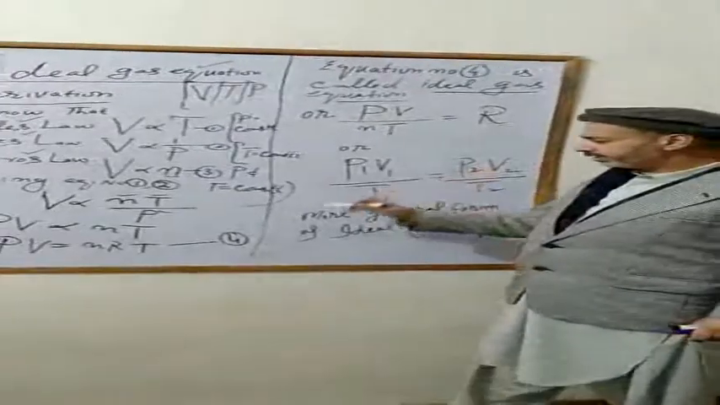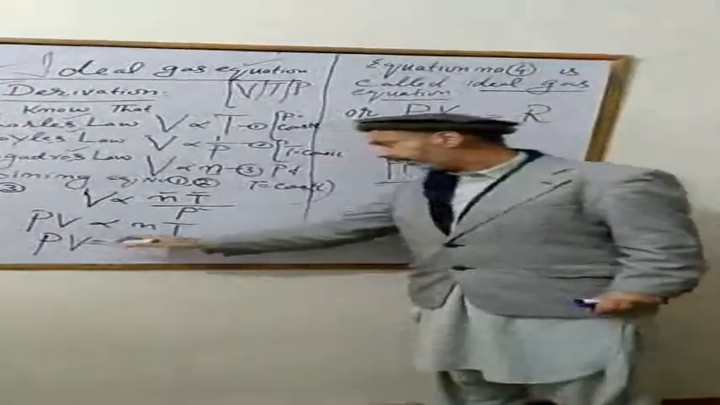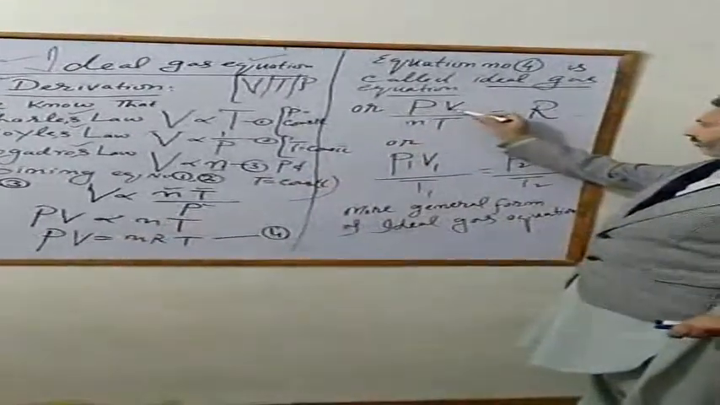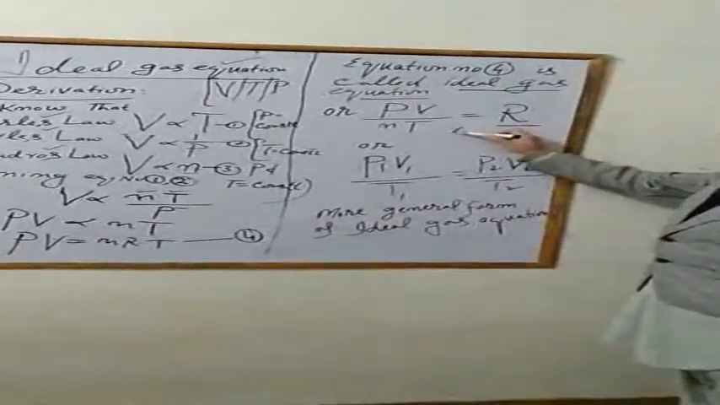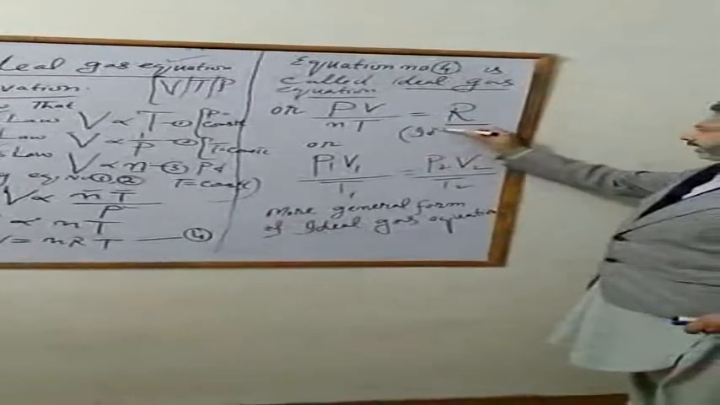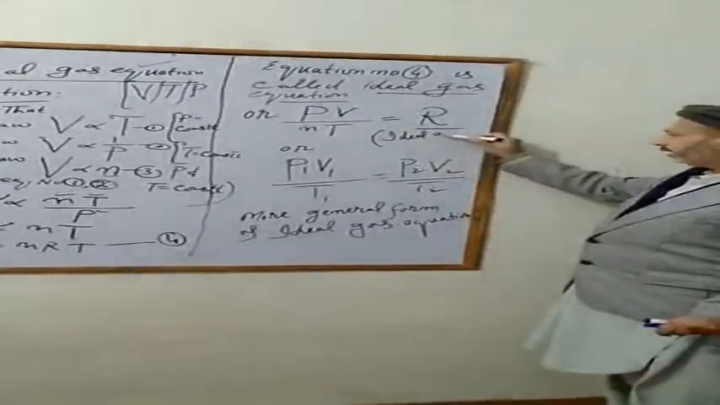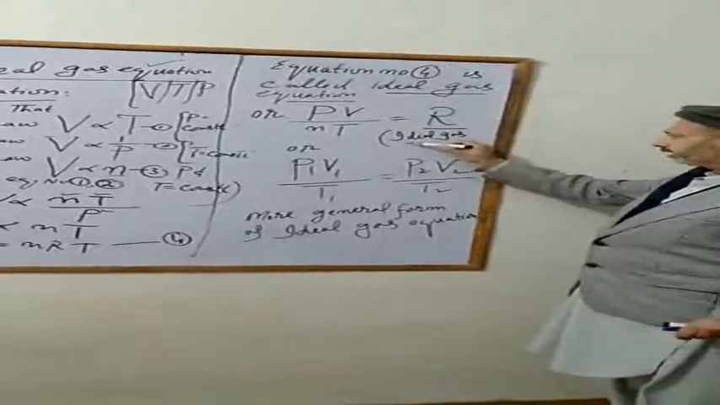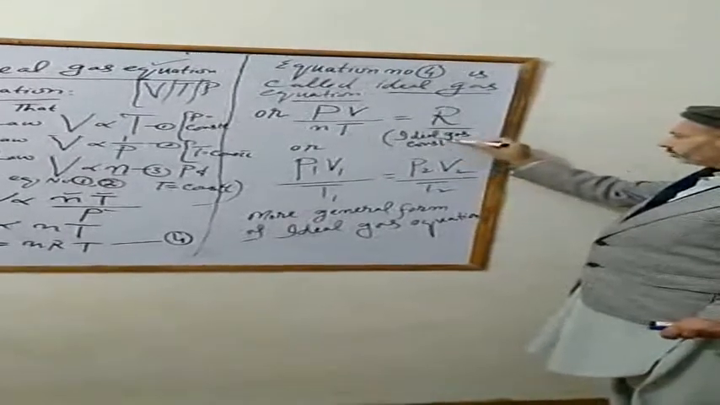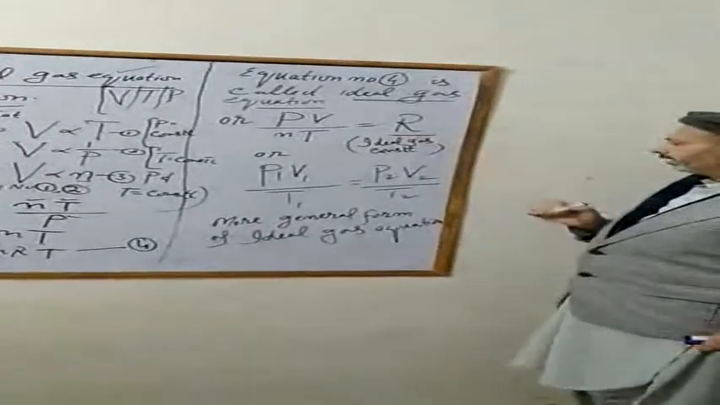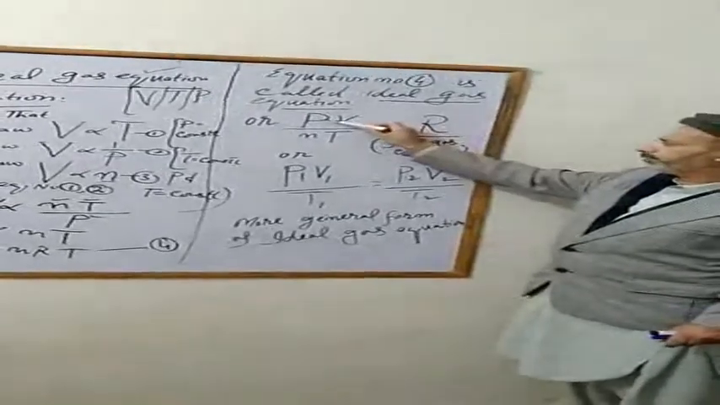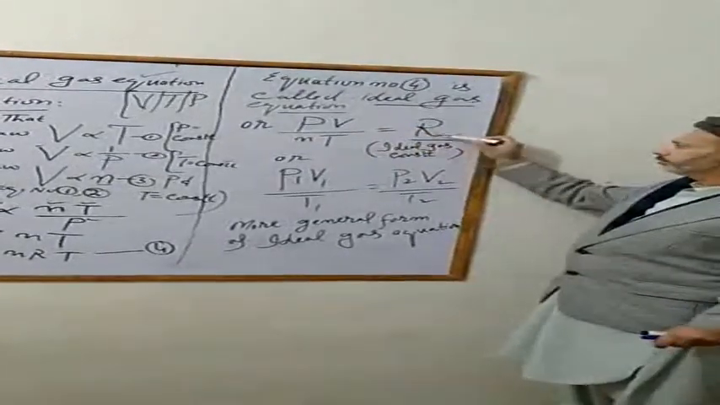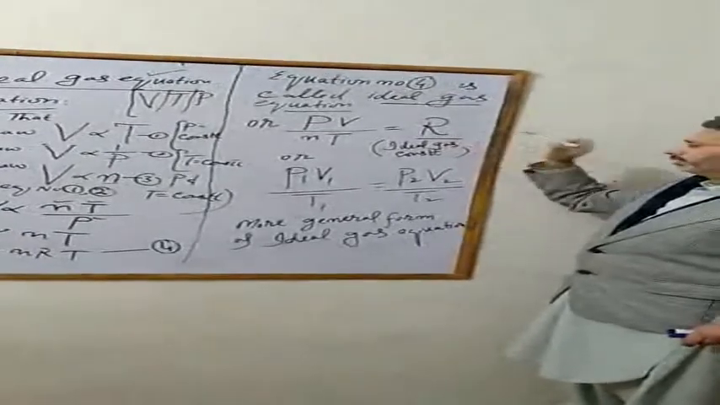Or if we rearrange this equation and shift this T on this side, then PV divided by nT is equal to R, where this R is the ideal gas constant. What is this ideal gas constant? We will discuss, inshallah, in the application. This equation PV divided by T is equal to R, and that is constant.